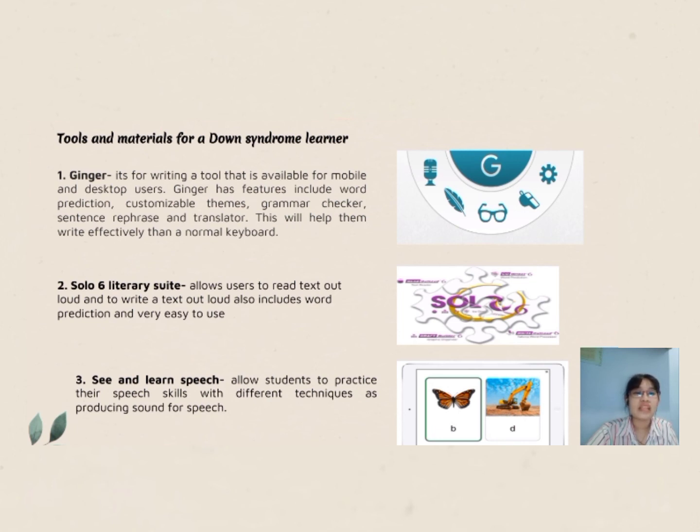Next, we have the Solo 6 Literacy Suite. The Solo 6 Literacy Suite allows users to read text out loud and to write text out loud. It also includes word prediction and is very easy to use. So, it has its own read text out loud, and it can also write text out loud using your voice. Next is the See and Learn Speech. See and Learn Speech allows students to practice their speech skills using different techniques for producing sounds. See and Learn Speech is a card or an app. So, it is similar to the earlier one, right? There is a book and there is also an application.